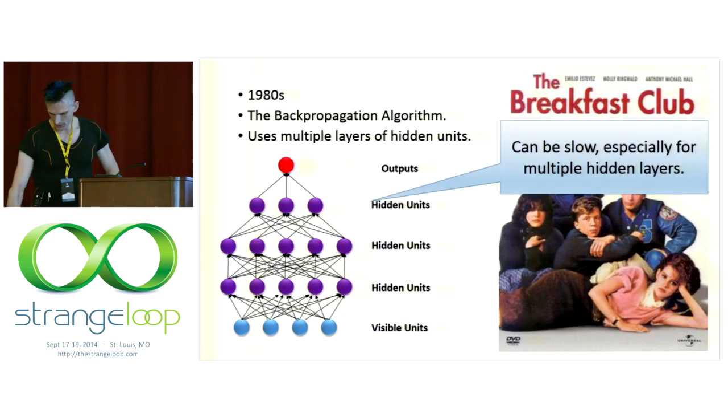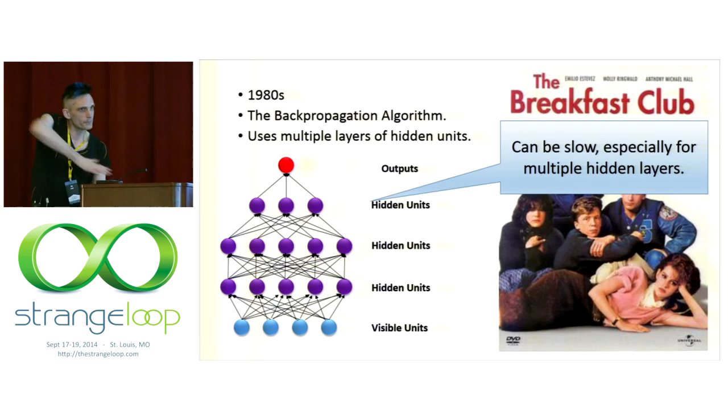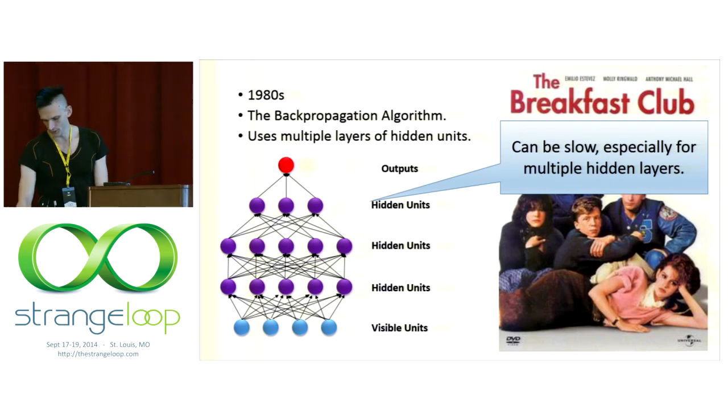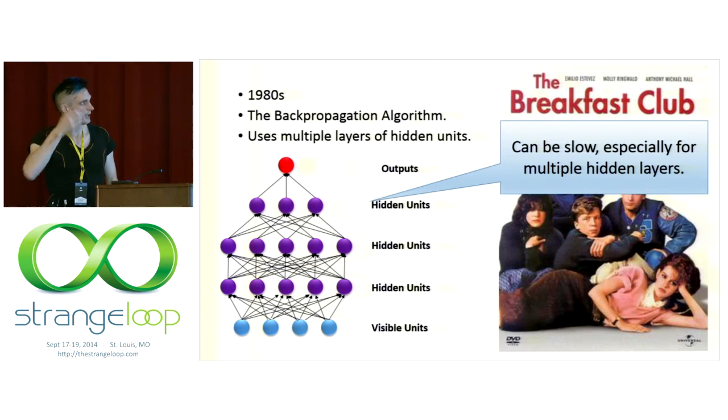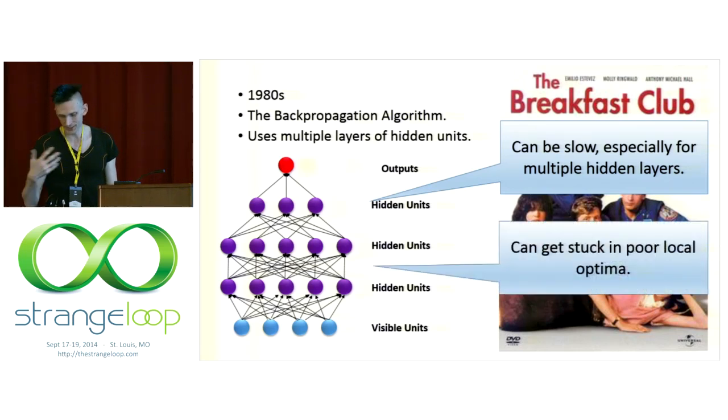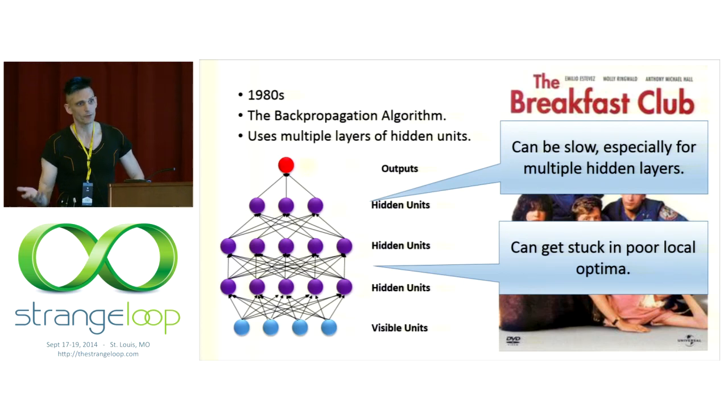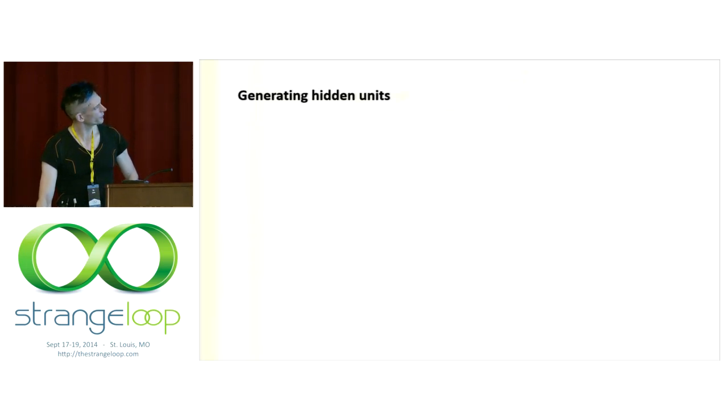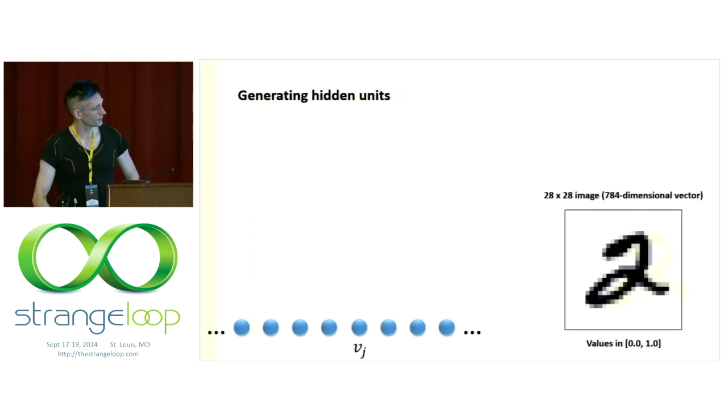The problem with the backpropagation algorithm is that it can be slow. You've got to drive your matrix all the way through the layers to the top. Then once you've got your deltas, your error signals, you've got to drive it all the way back through the layers. That can be slow. You can end up in very bad local optima. Yes, you'll get convergence, but you can end up converging to garbage. That's a possible problem. Anyway, let's have a quick look at how we generate hidden units in practice.